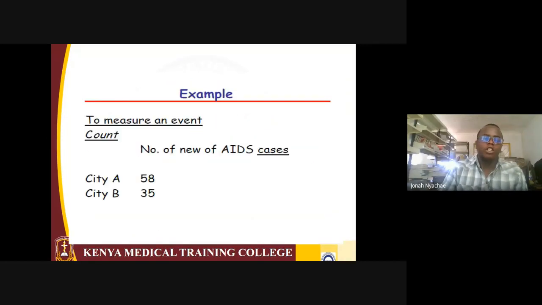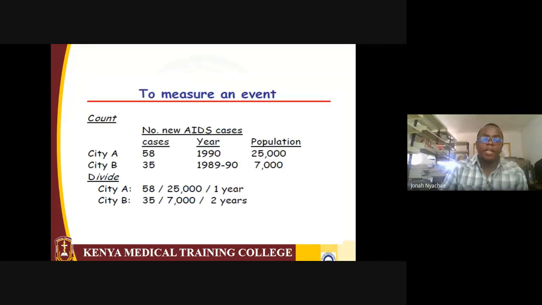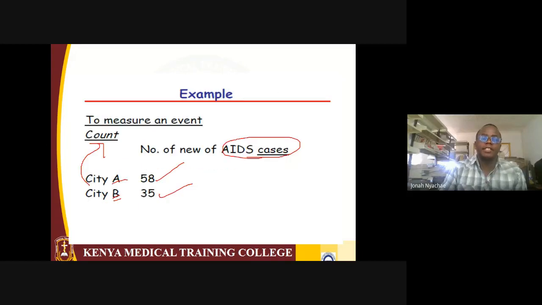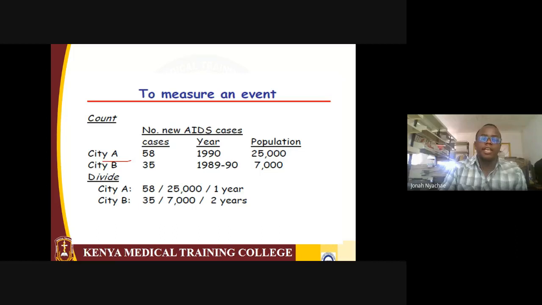So for example, to measure an event, for instance, the number of new HIV or AIDS cases. In city A, we can say we have 58. In city B, we have 35. What are we doing there? We are counting. And then we can still count and then divide. That is still measuring an event. In city A, you have 58 cases in 1990, and in city B, we have 35 cases between 1989 and 1990.